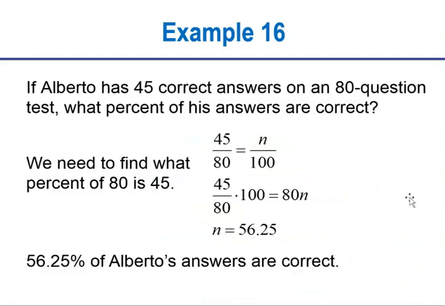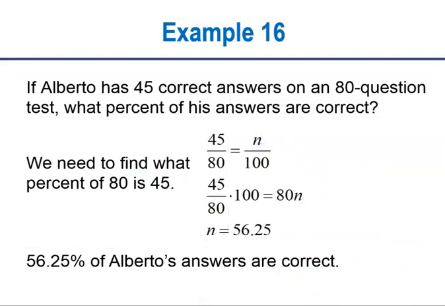Now see what they did. They used the part over total model. Okay. Ooh, sorry about the slide there. My pen quit working again. So right here, 45 over 80, the part over total, equals n. That's your missing value. We called it a question mark out of 100.